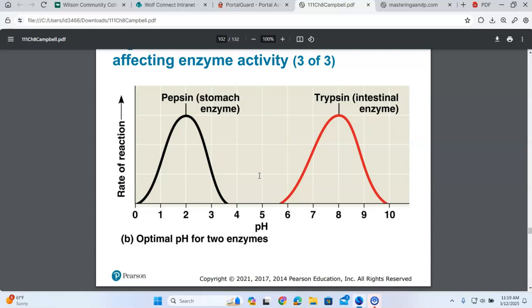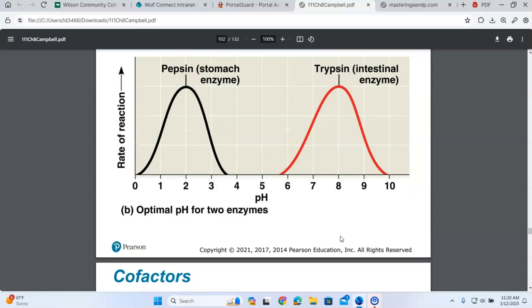So here you have 2 different enzymes, pepsin and trypsin. Pepsin is found in the stomach, and its optimal pH is 2. So when there's enough acid in the stomach that the pH is lowered all the way to 2, which is very, very acidic, then pepsin is activated. Trypsin is an enzyme in the intestine, and it has an optimal pH of 8, which is slightly basic.